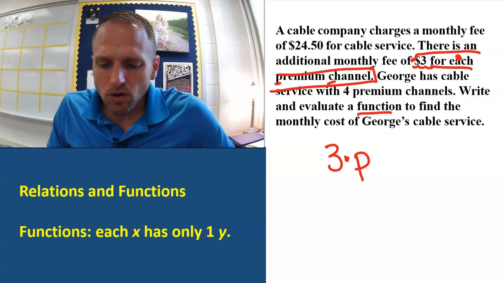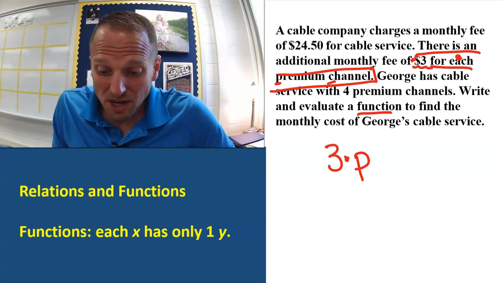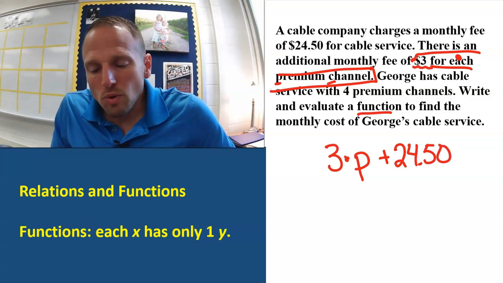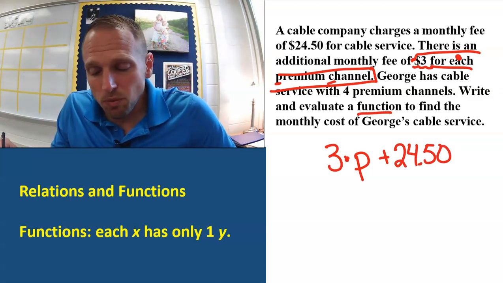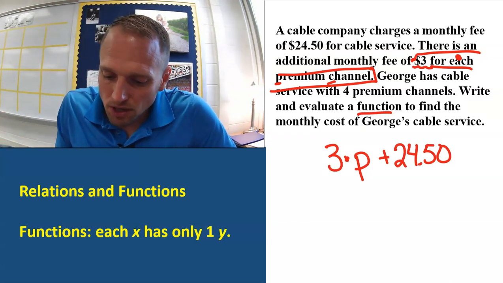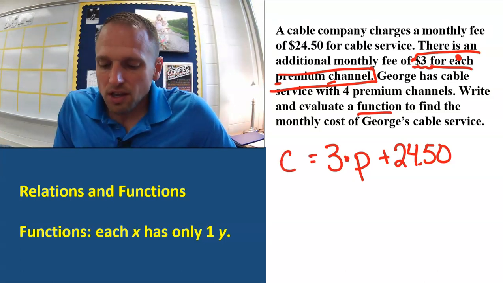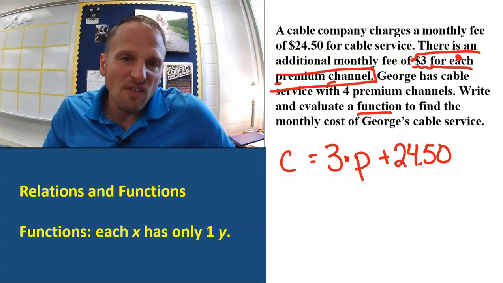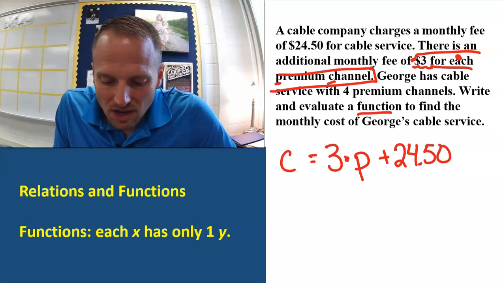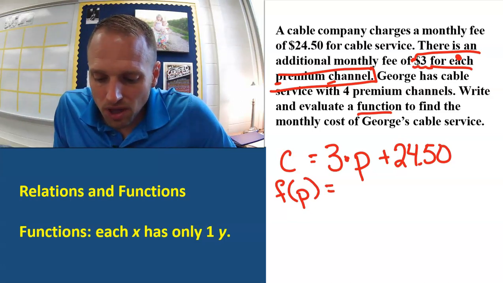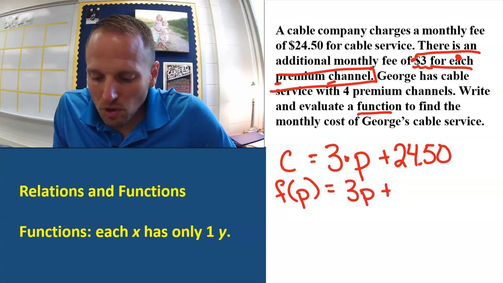But what else did we have? Well, that was an additional fee. We also had to pay $24.50 for just the monthly service. Okay. 3 times P, $3 for each premium channel, plus the $24.50 for the monthly service. And this is going to be equal to, let's just say that the cost is equal to 3 times P. Now, it did say to write a function. So instead of C here, we would just call this f of P. The function of P is 3 times P plus $24.50.